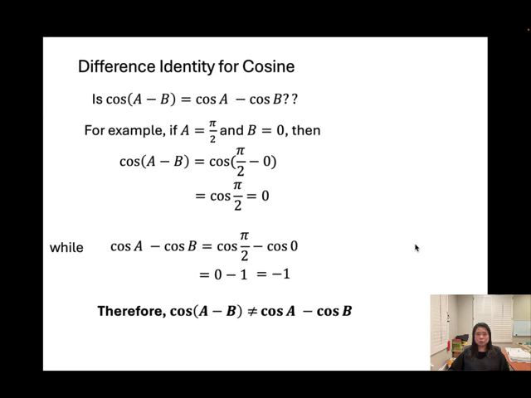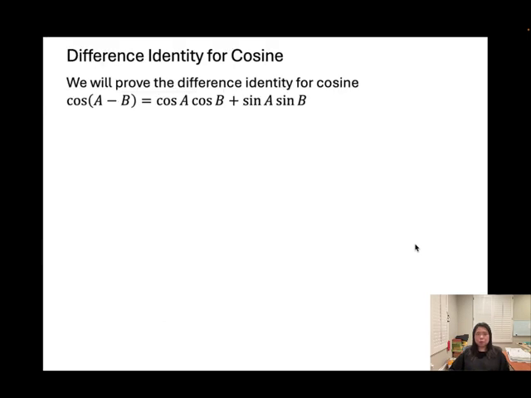So what is cosine of A minus B equal to? We will prove the difference identity for the cosine, and this is the formula that we need to use in the future. So I want you to highlight this one. Now we are going to prove it using the unit circle.